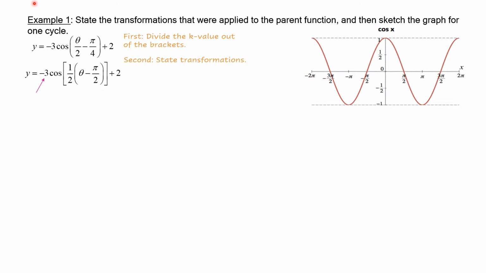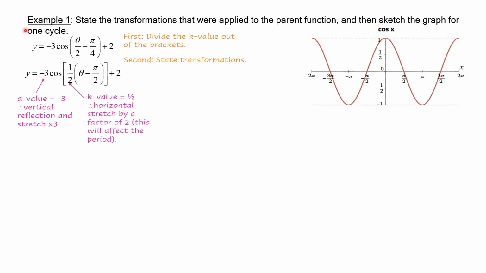So we'll start with the first one here, -3. That's an a value. A value of -3 means a vertical reflection. That's a negative. And then we have a stretch times 3. So imagine this graph here flipped over. So now it's like this, right? It's flipped over and stretched by a factor of 3. So its amplitude would be a 3. So that's what that first transformation does.